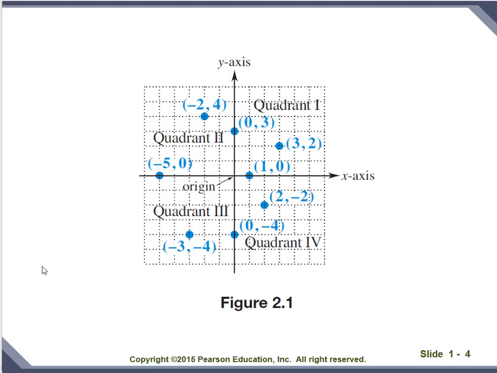So one thing you'll have to be able to do is to plot points on a graph. You may, in homework, have to know what quadrant a point is in. So for example, the point -2 comma 4 here is in quadrant 2. The point -5 comma 0 is not in a quadrant. Instead, we say it lies on the x-axis. Finally, the origin has the coordinates 0 comma 0. It's the point where the x and the y-axis intersect.